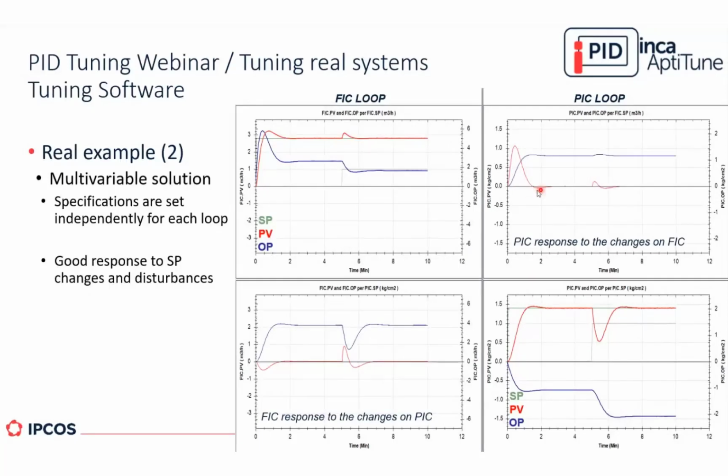Okay, we also have on the same plot here the responses for the PID controller for the changes on the flow controller, right? And also the response of the flow controller for the changes on the pressure controller. So we can also check how these two loops will react when the other loop is being changed.